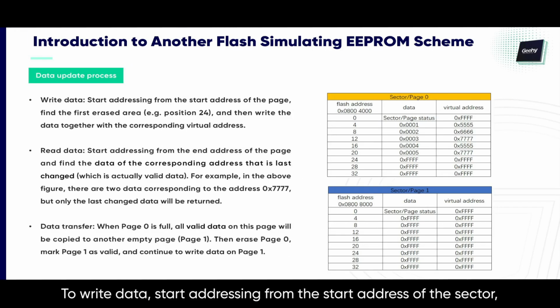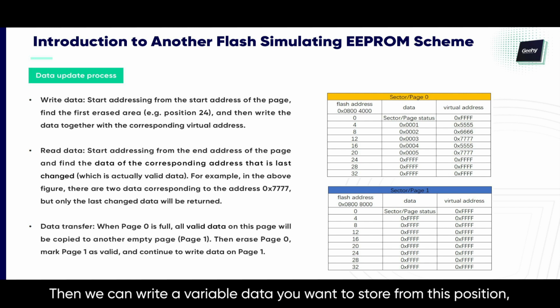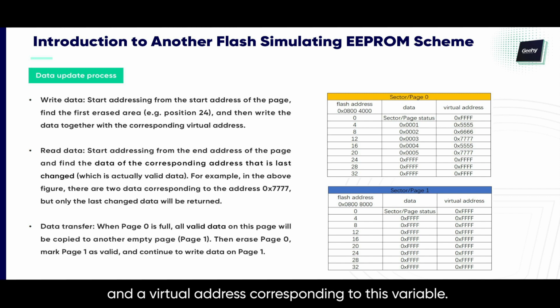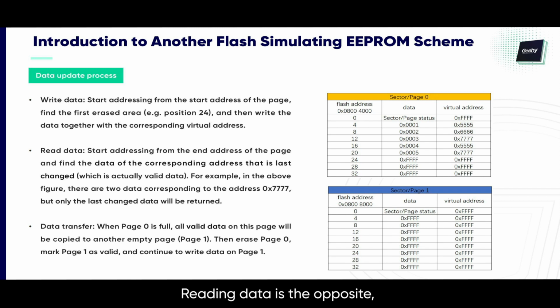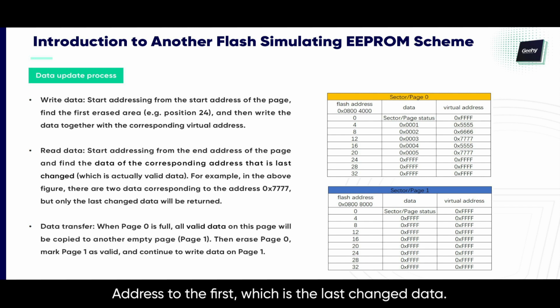To write data, start addressing from the start address of the sector. Then find the first data that is erased, which is 0xFF here, and this position is erased. Then we can write a variable data you want to store from this position, and a virtual address corresponding to this variable. Reading data is the opposite, and it starts addressing from the end address of the page or sector, looking for the first match, which is the last changed data.